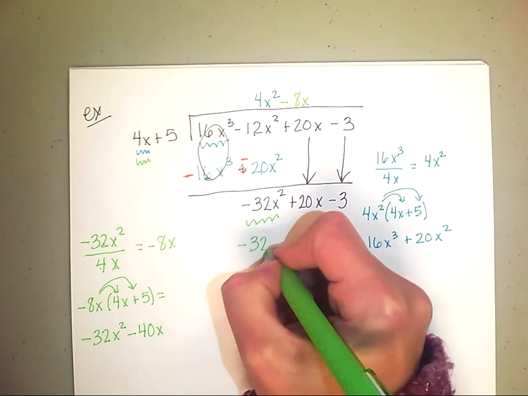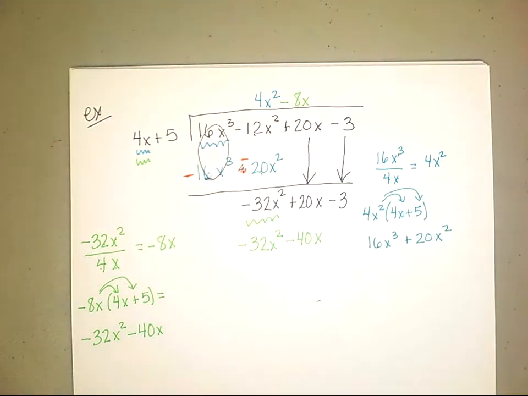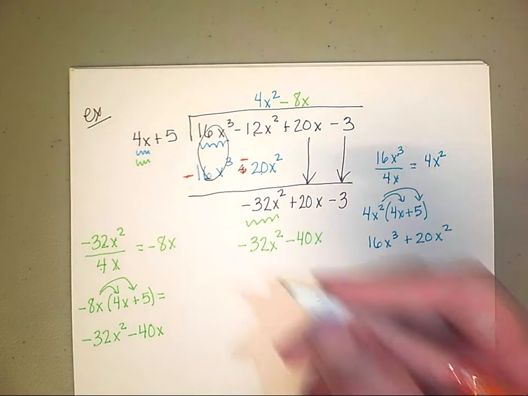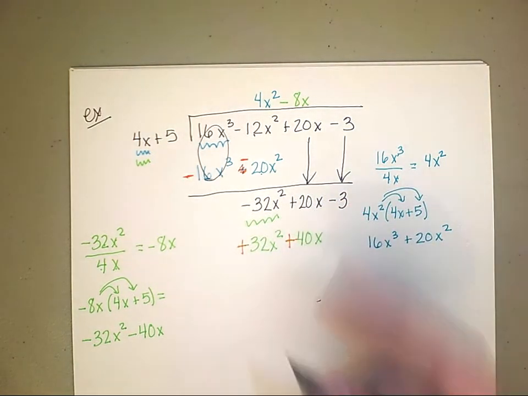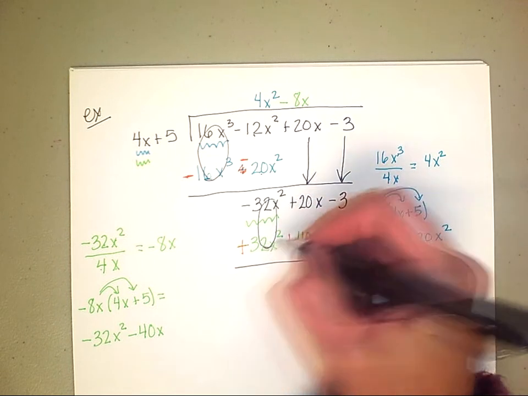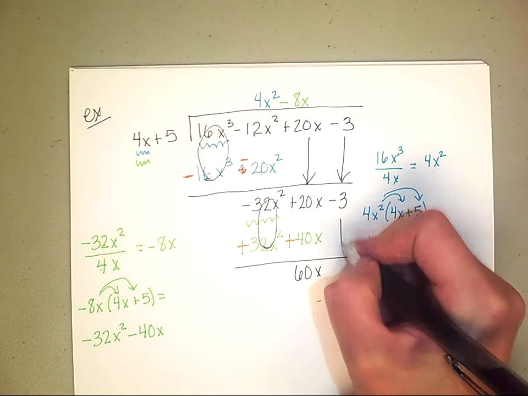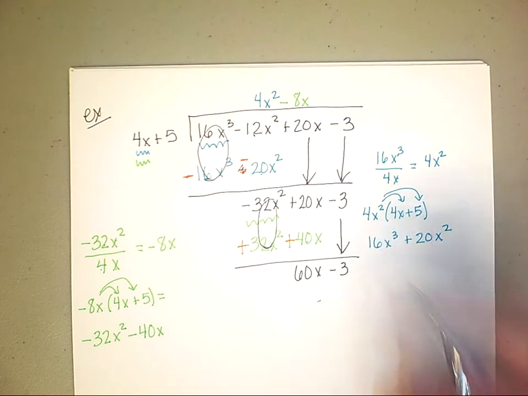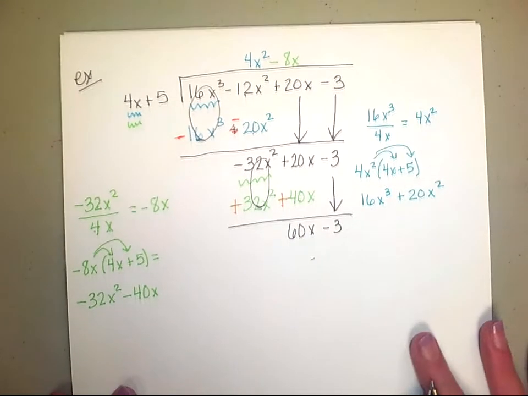Then that goes up here. But we're subtracting, so let's change the signs. This needs to be a plus, and this needs to be a plus. Now negative 32 plus 32 goes to 0. 20 plus 40 is 60. And then we'll bring down the minus 3. And then we start again.